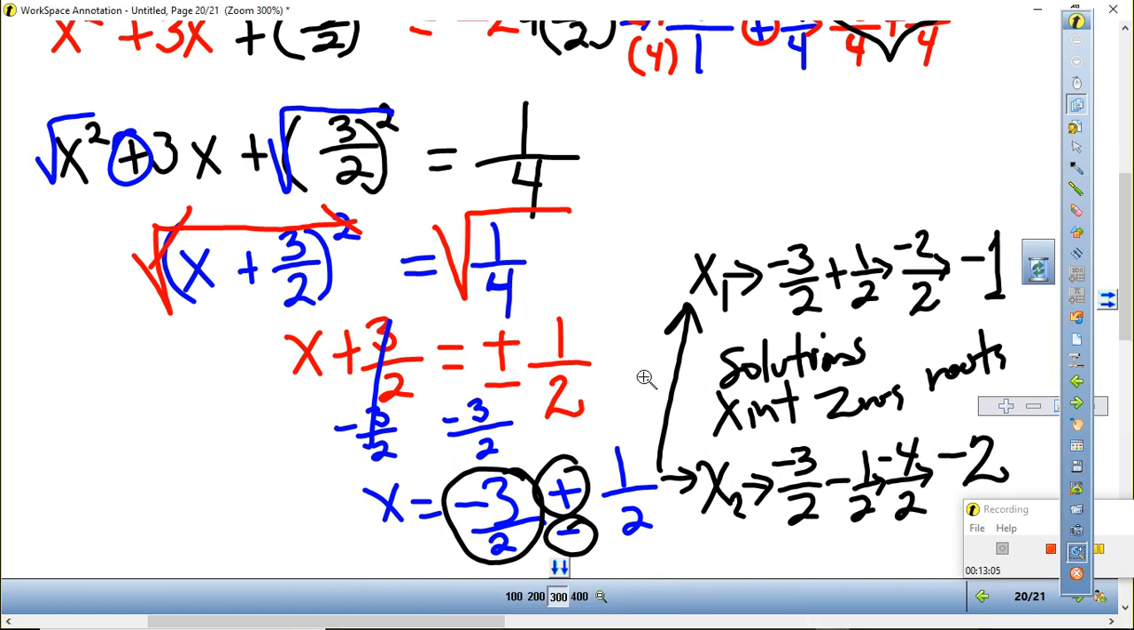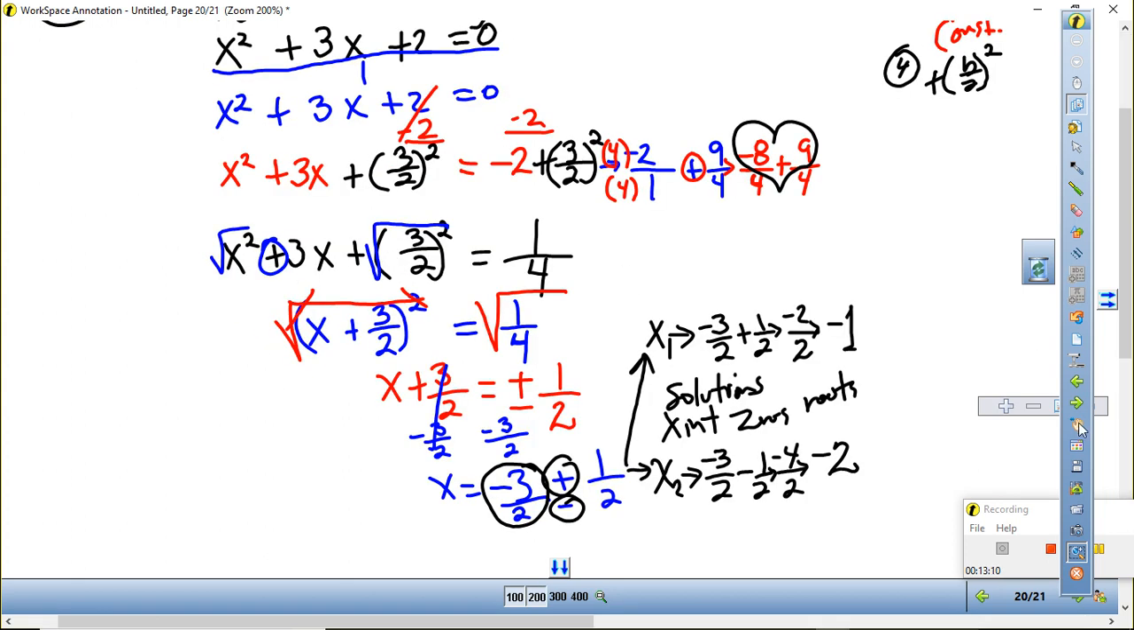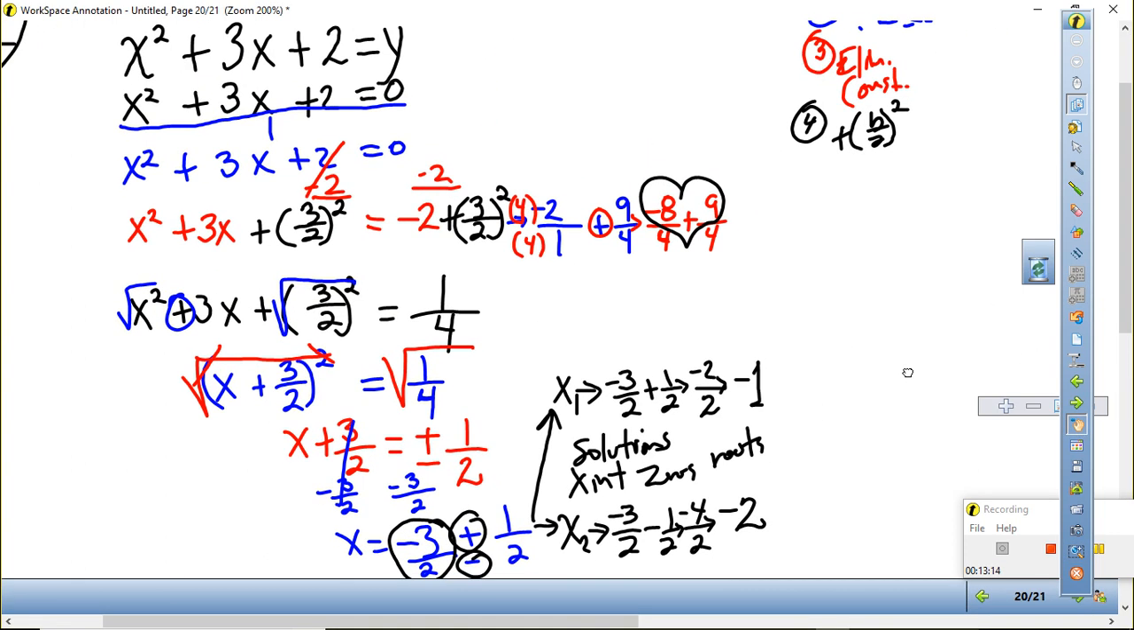Let me zoom out so we can look at this beauty. Woo! Let's go. Look at that. Woo! You can sell that on eBay or something.